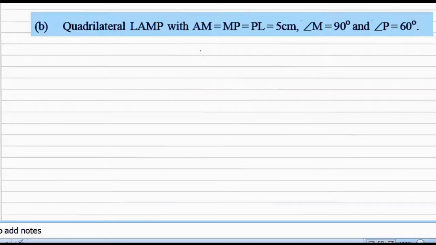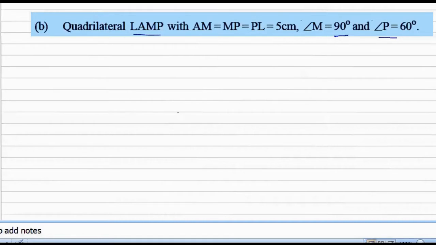Now I'm going to explain question B in exercise 3.5. Here we have to construct the quadrilateral LAMP with AM equal to MP equal to PL equal to 5 centimeters, angle M equal to 90 degrees and angle P equal to 60 degrees. So what is our first step? We need to draw a rough sketch of the quadrilateral and label it with the given measurements.